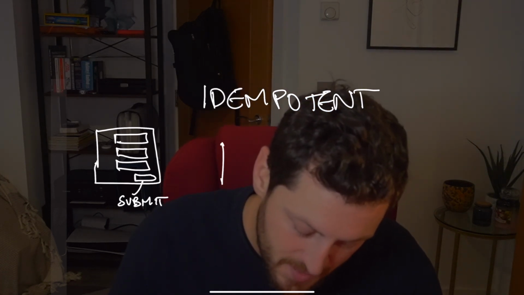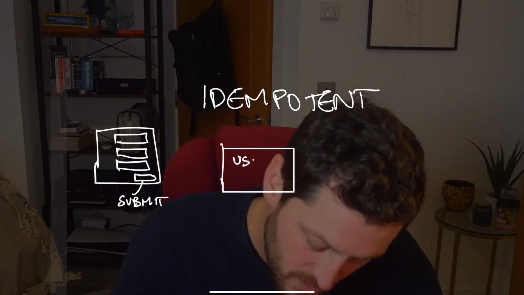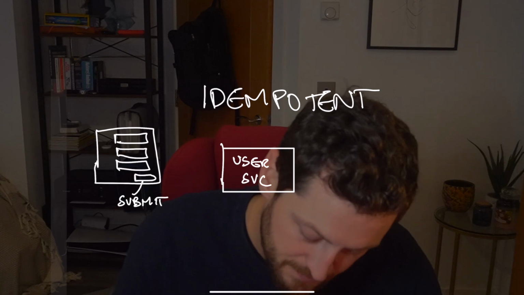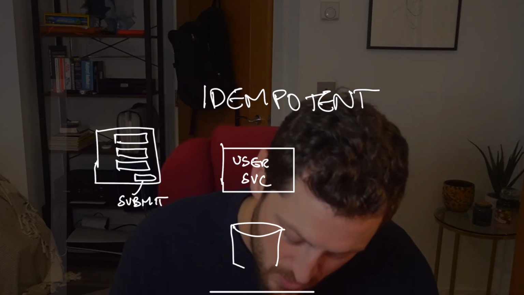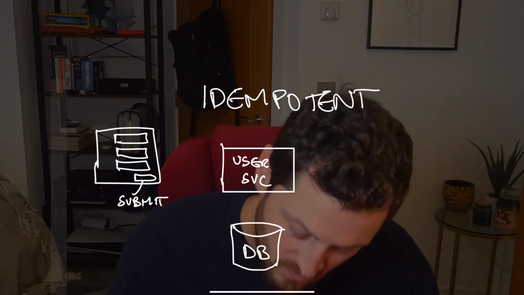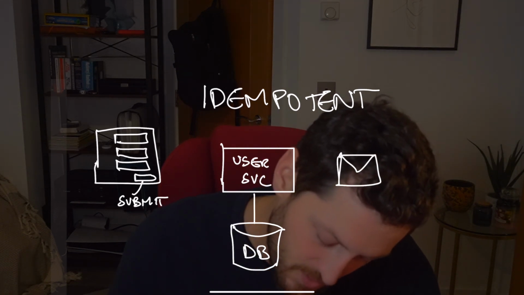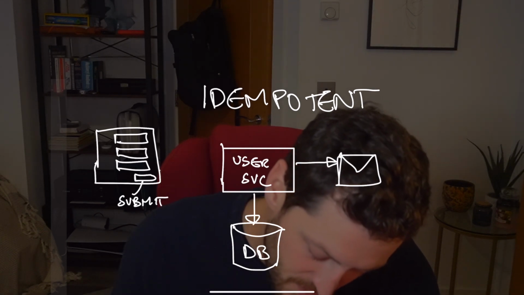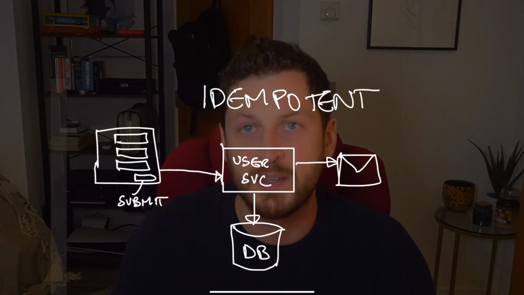Now, let's imagine behind the scenes, there is an imaginatively named user service. This user service is going to save a record to the database, and it's going to send a welcome email. Okay, so save to the database, send a welcome email. So the user hits submit, record goes in the database, welcome email gets sent.